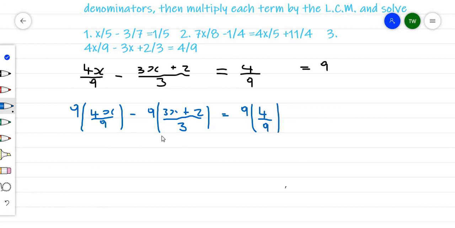Now, by multiplying each term by 9, it helps us to eliminate the denominators. So 9 will cancel out 9 here. 3 into 3 goes 1, and 3 into 9 here goes 3 times. Now, 9 will cancel out 9 here. So what we're left back here with is just 4x.